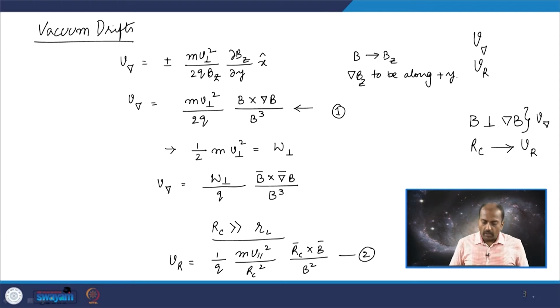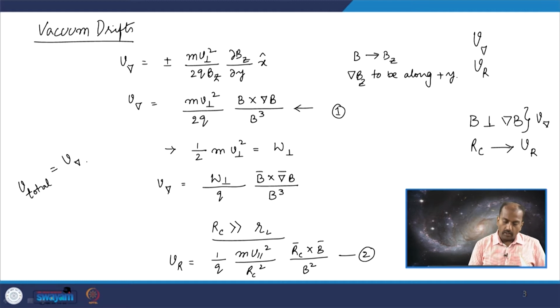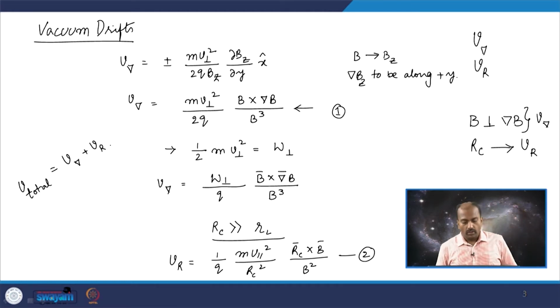In the last class we have seen that any particle will always experience these two drifts together, that means the total drift V total is written as V due to the gradient and V due to the curvature. In this class we will try to understand how we can combine these two drifts. For a special case of magnetic field, we will assume a particular type of magnetic field and its variations along different directions and its components along different directions.